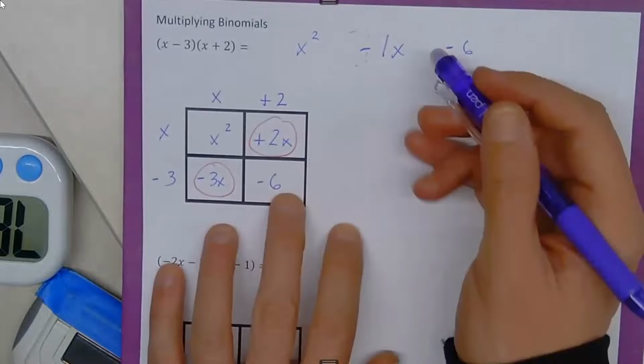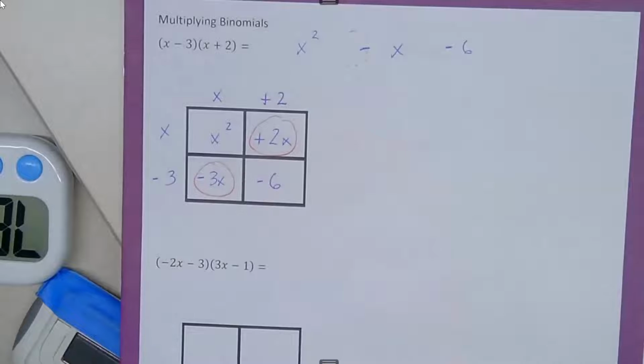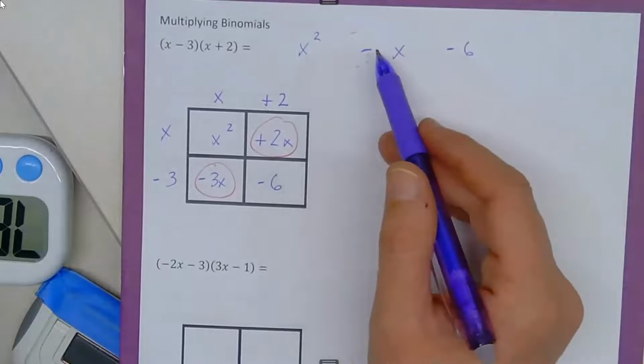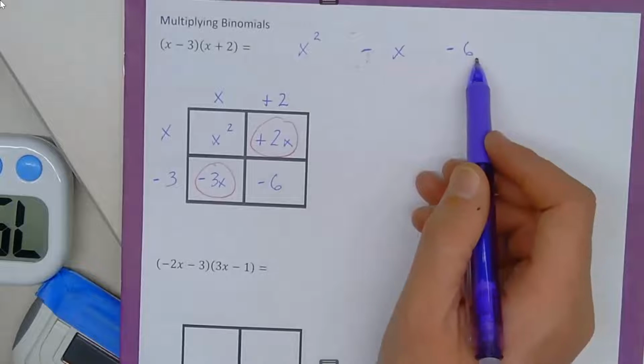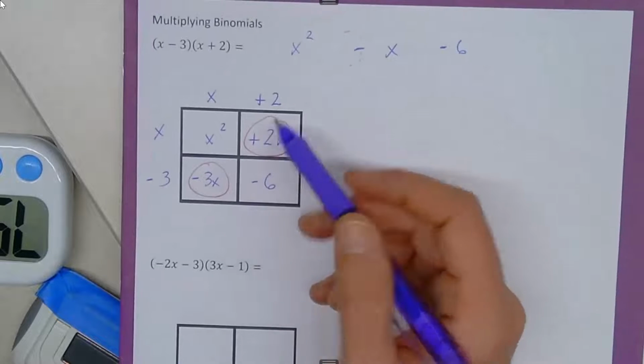Finally, I don't have to write the 1 in front of a variable. If I leave it blank, it's assumed that it's 1. So my final answer would look like x squared minus x minus 6 after I combine these like terms.